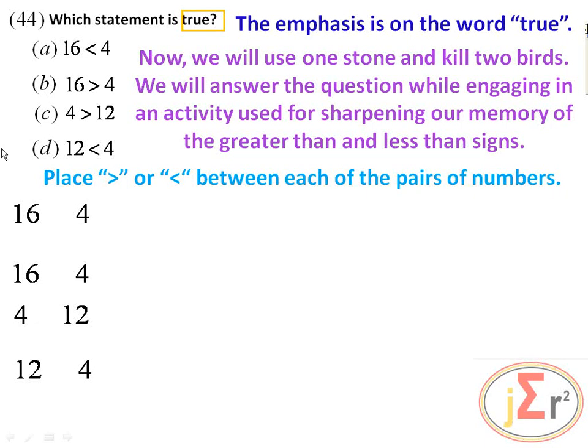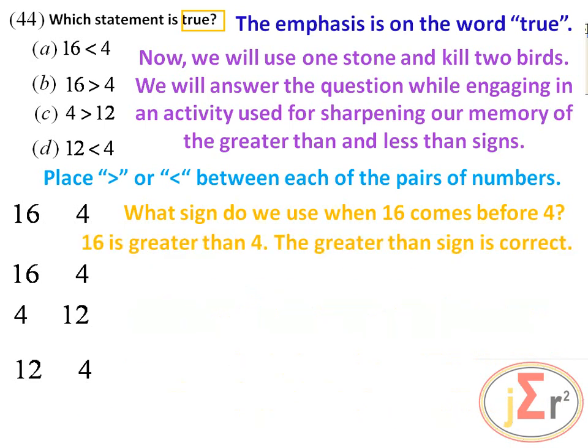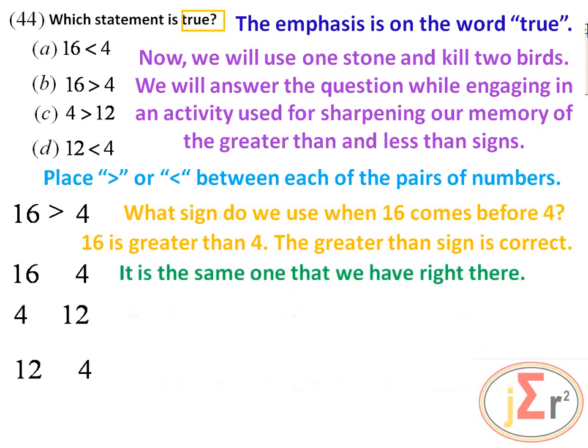So what do we say about this one? 16 what? 4. Greater than 4. 16 is greater than 4. What sign do we use when 16 comes before 4? 16 is greater than 4. The greater than sign is correct. And what do we imagine in this case? The exact same thing. 16 is greater than 4.